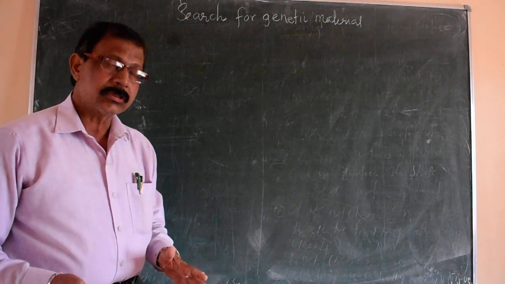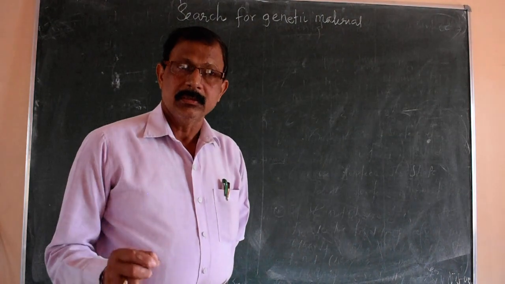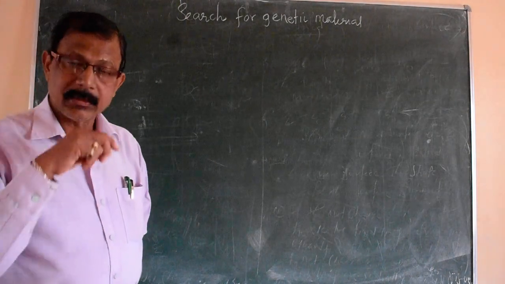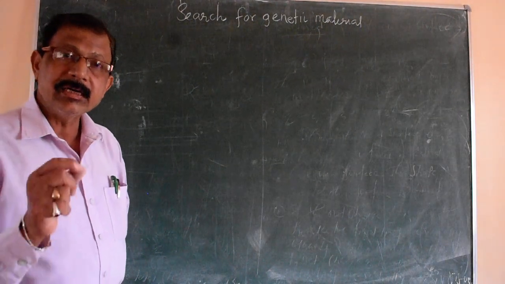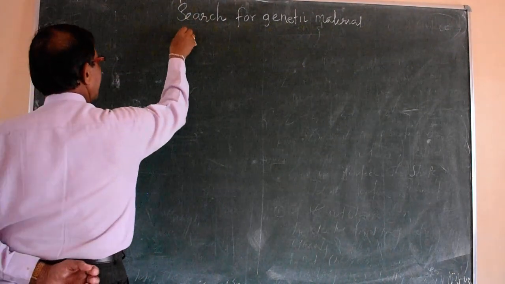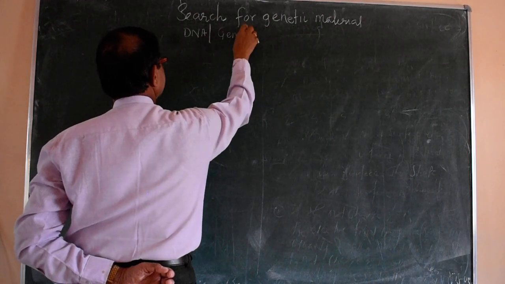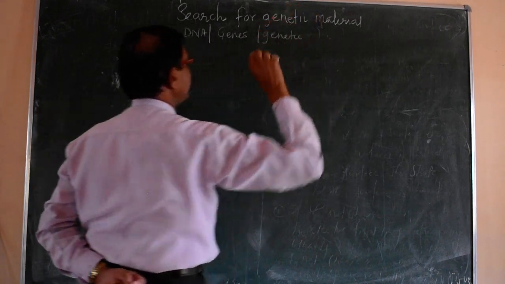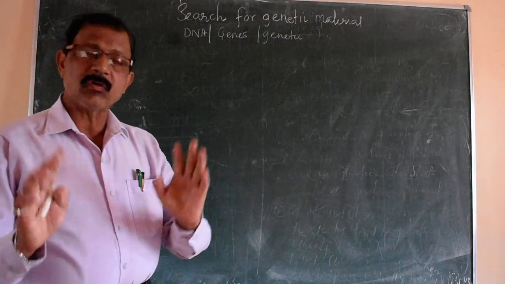When the chromosomes and cells were studied, we got more and more information regarding the cell, the nucleus and the nuclear material. Later it came to be known that chromosomes are the hereditary vehicle containing the hereditary material, and that hereditary material is nothing but DNA. This DNA is called genes, or it is also called genetic material. So that is why DNA is the genetic material. DNA itself is called a gene.